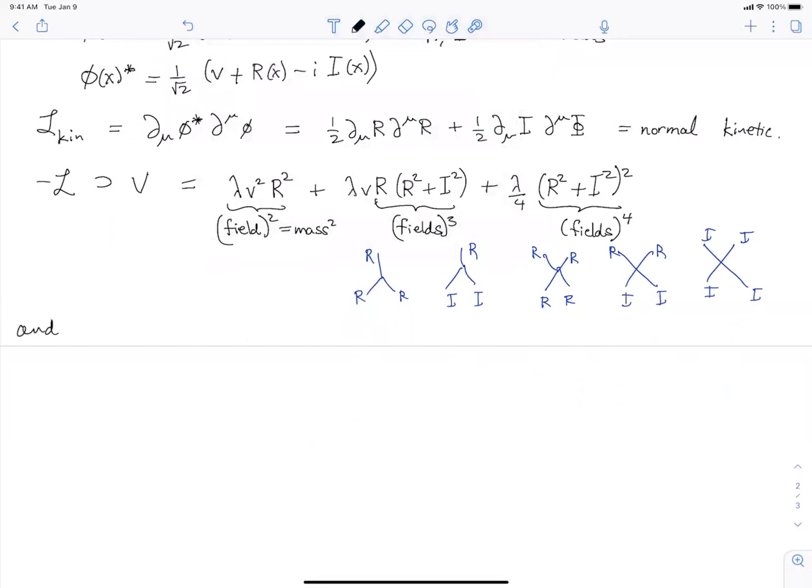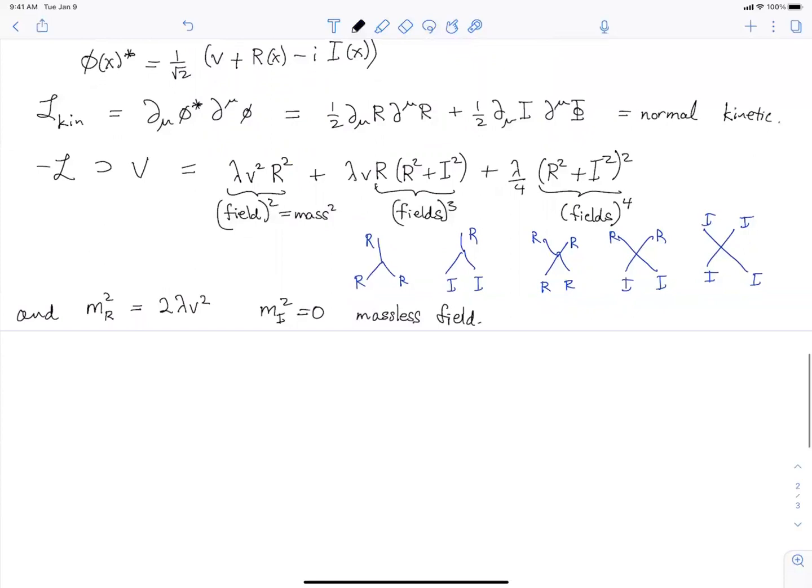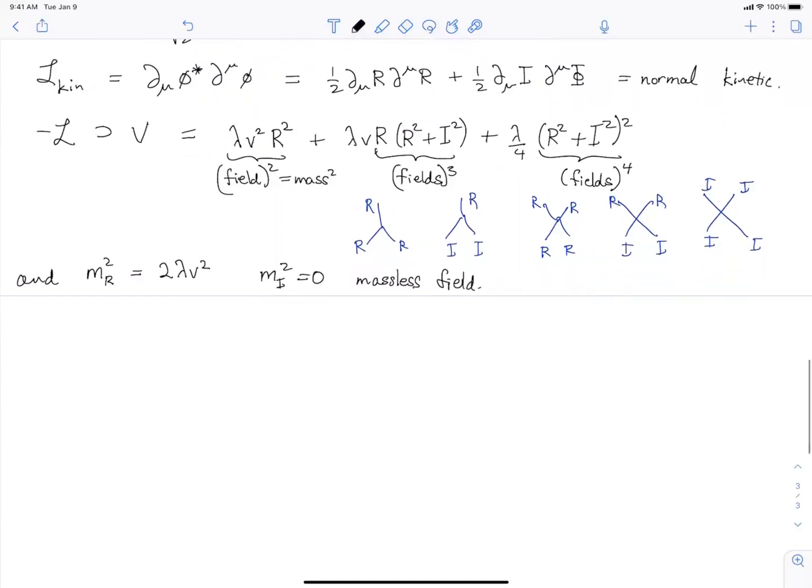We can also read off that the R field has a mass squared equal to 2 lambda v squared. That's just what this term is. But notice there is no term with I squared. So m of I squared is 0. In other words, what we found is that by having a spontaneous symmetry breaking, we get automatically a massless field. That's the I field. Okay, so this is a very deep truth: when you break a symmetry spontaneously, you get a massless field.